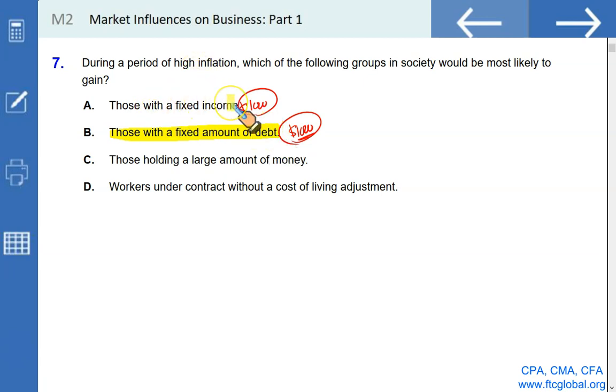Those who get a fixed amount of income, they will suffer. Those holding a large amount of money, the money will lose value, so they will suffer. Workers under contract without a cost of living adjustment: if you get a fixed wage with no adjustment for cost of living, no adjustment for inflation, then you will suffer. You will have less purchasing power, less earning power. So we got our answer. B is the right option.